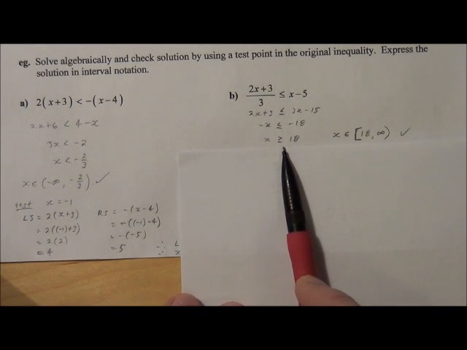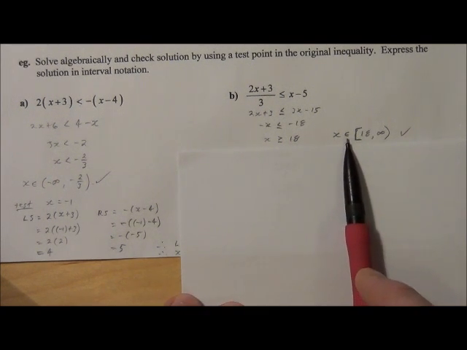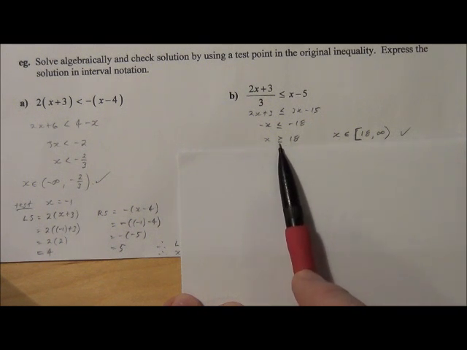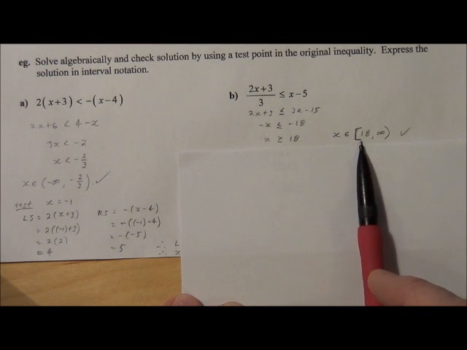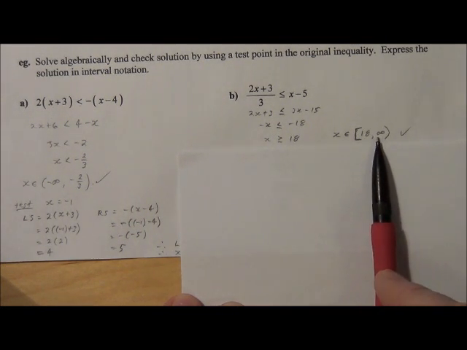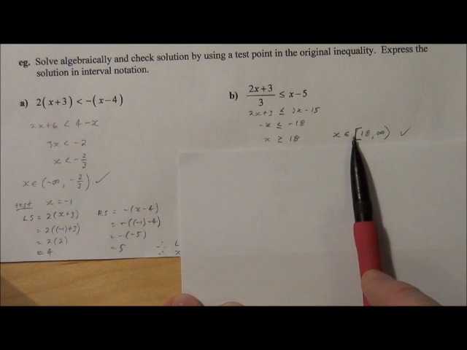So in interval notation, x is an element of square bracket, and square bracket because it's less or greater than or equal to. It's the equal to part that gives us the square bracket, 18 to infinity. And infinity has a round bracket because infinity is not an actual number, and so it just goes on forever and ever.